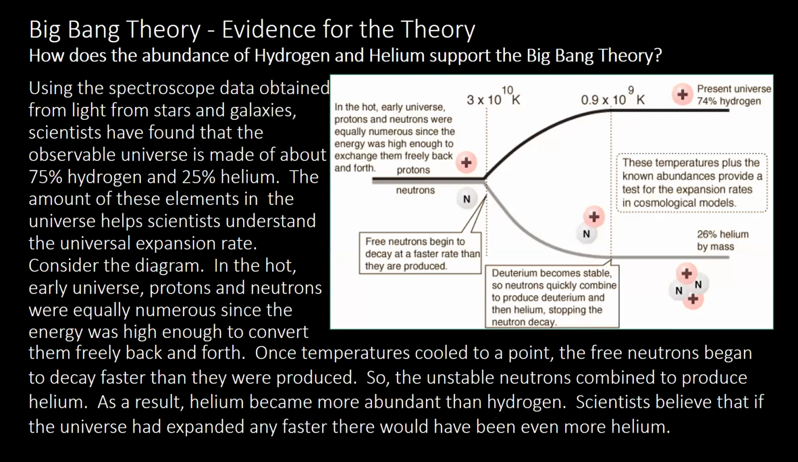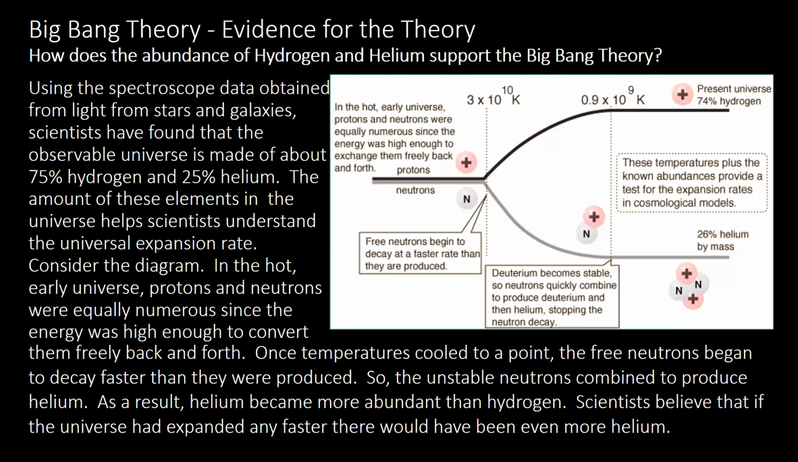Using the spectroscope data obtained from light from stars and galaxies, scientists have found that the observable universe is made of about 75% hydrogen and 25% helium. The amount of these elements in the universe helps scientists understand the universal expansion rate.